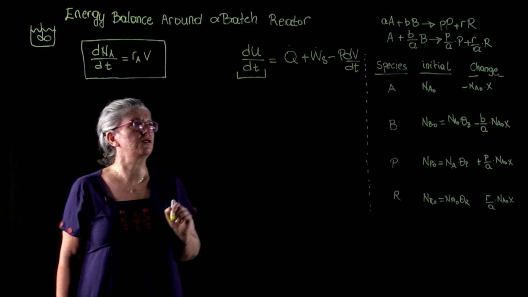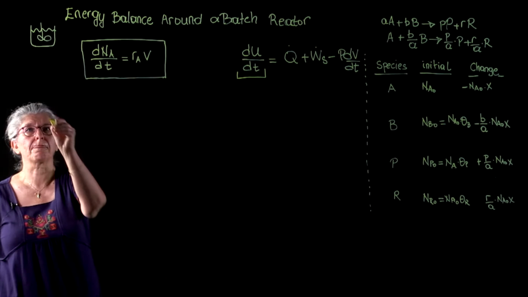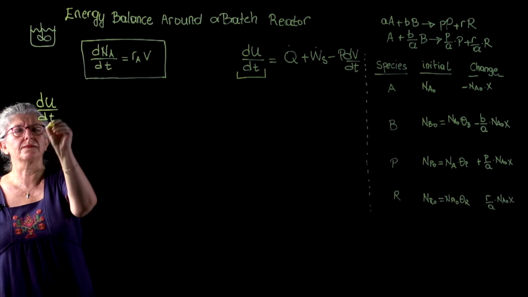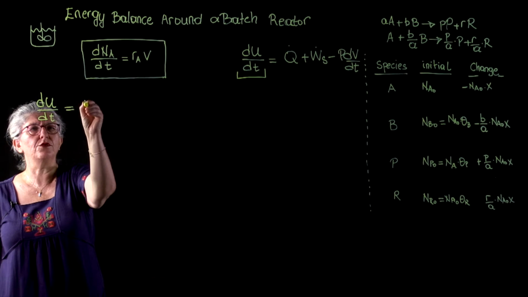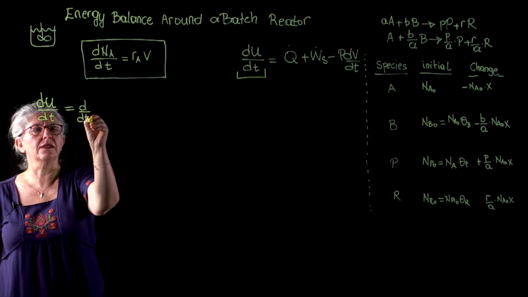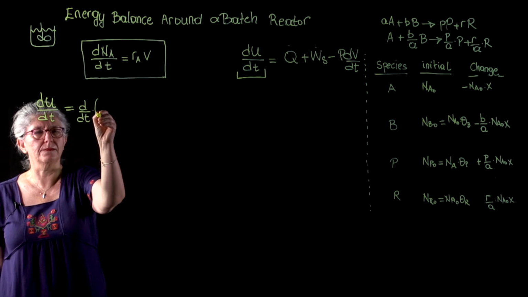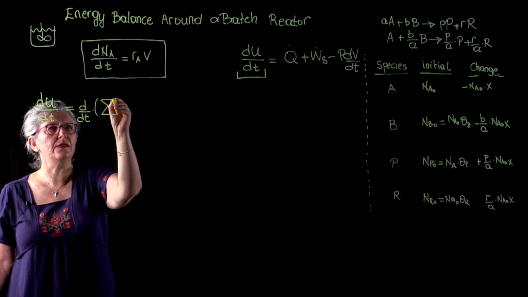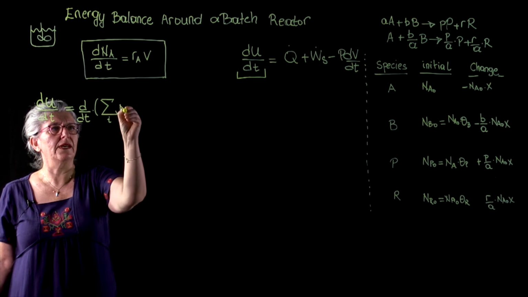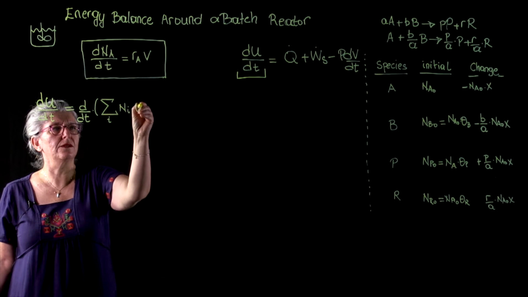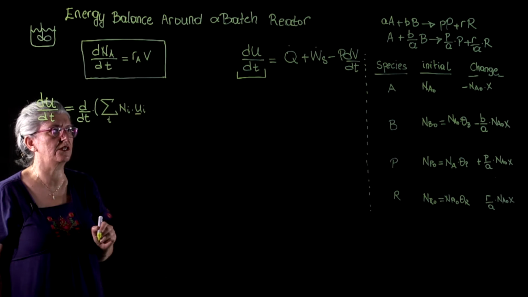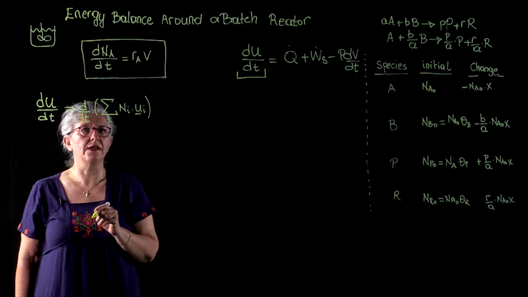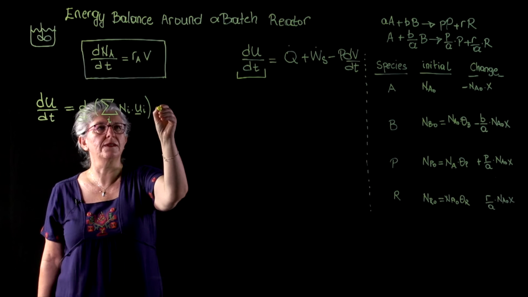Let us work on this term, dU over dt. What is dU over dt for a reacting system? It is d over dt times summation of all the species, ni times ui. This is the internal energy. We're going to take the derivative of this.